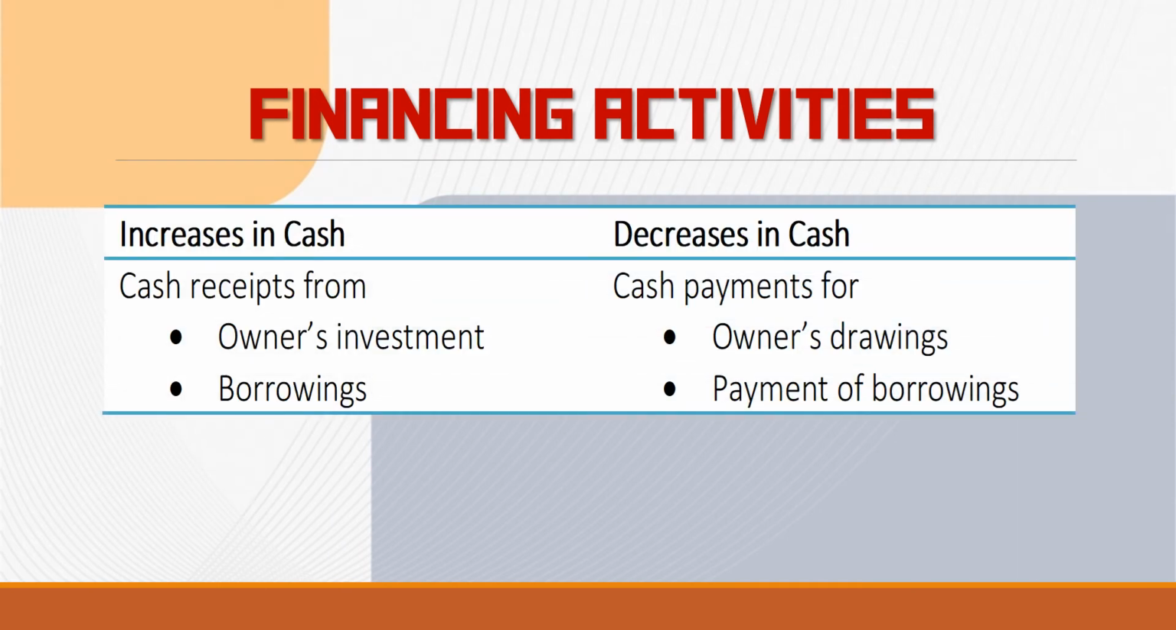For financing use, indicate the counterpart of financing sources. There is an increase in cash when there is cash received from the owner's investment or borrowings, while the decrease in cash comes from owner's drawings or the payment of borrowings.